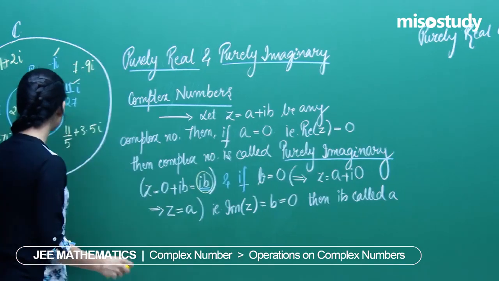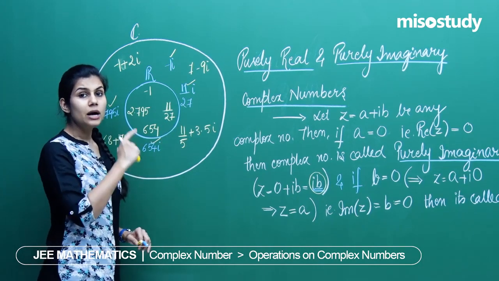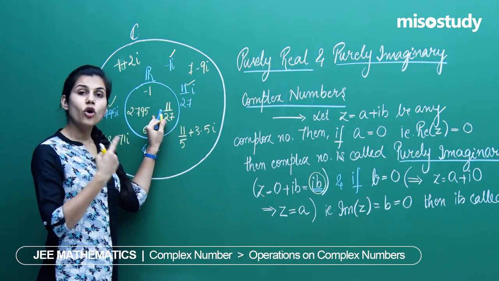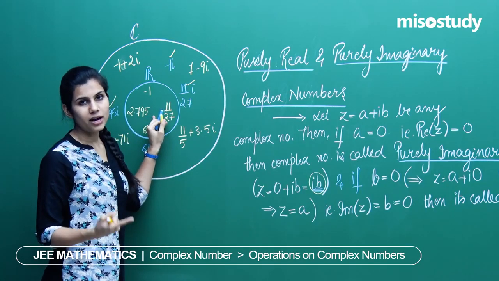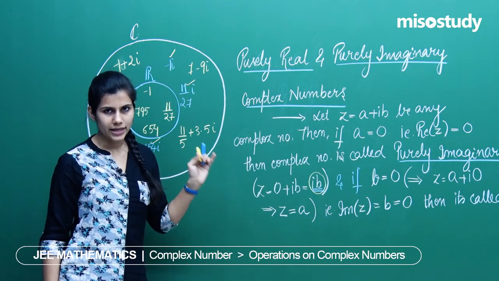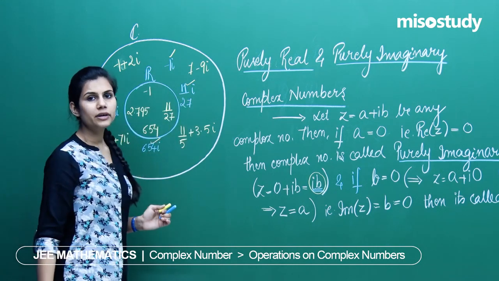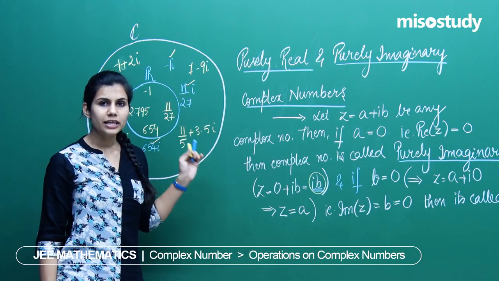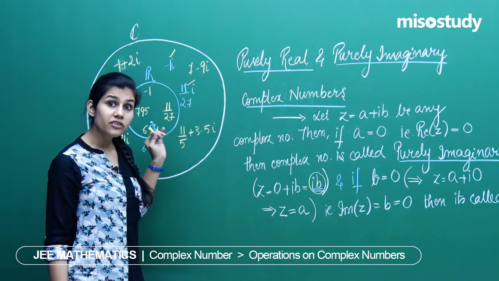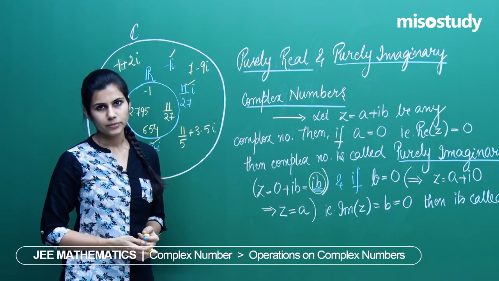That is why, because every real number can be written as that real number plus iota times 0, therefore every real number is a complex number with imaginary part 0. That means every real number is a purely real complex number. This is another reason why every imaginary number is a complex number. In fact, it is a purely imaginary complex number, and every real number is also a complex number. They are purely real complex numbers.